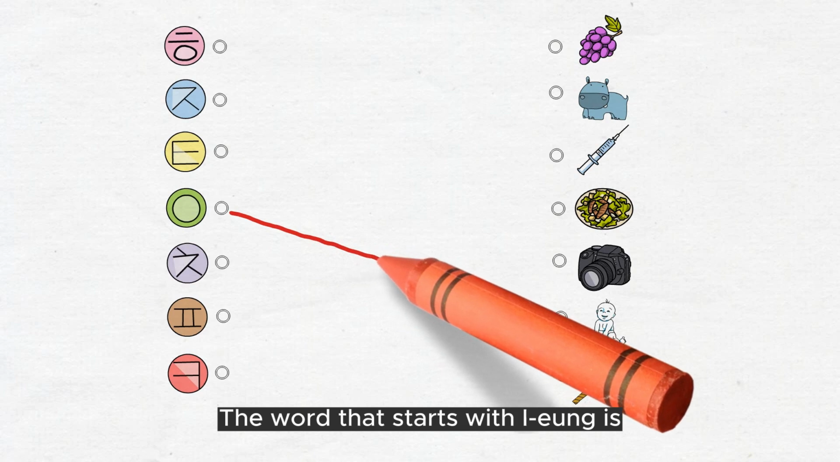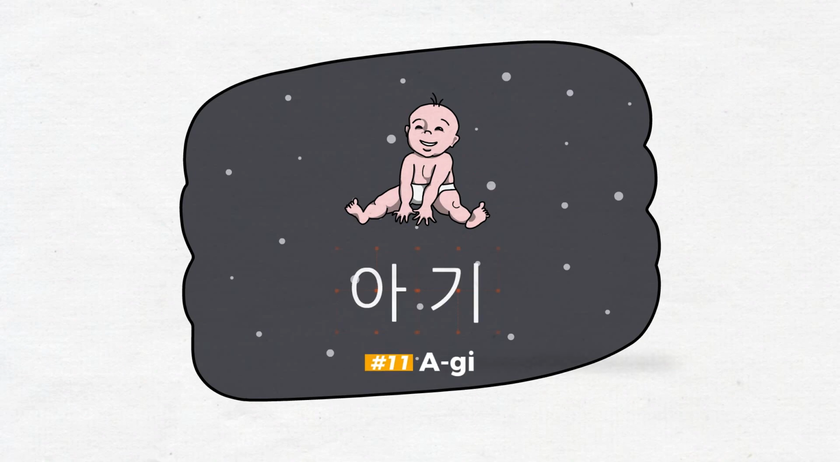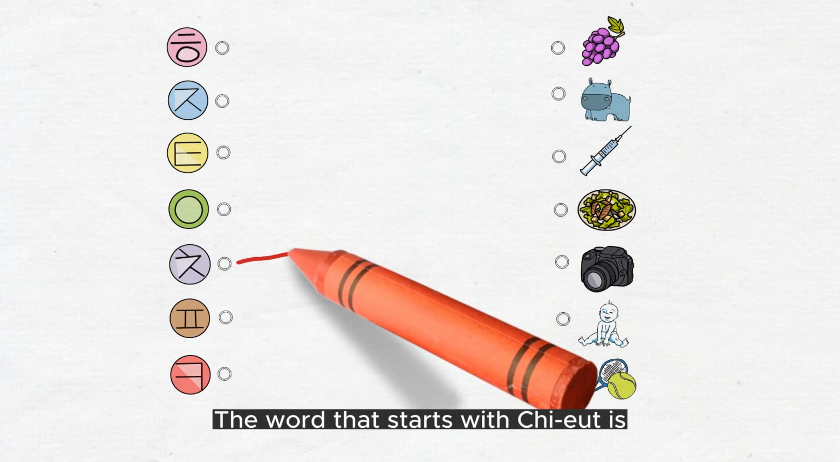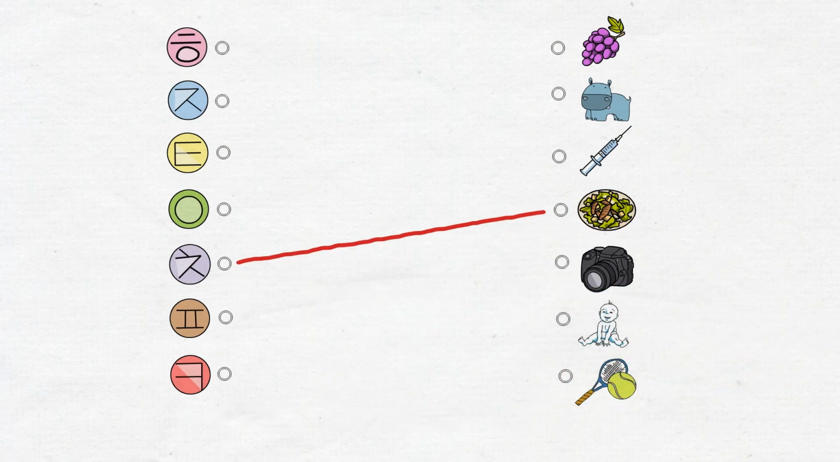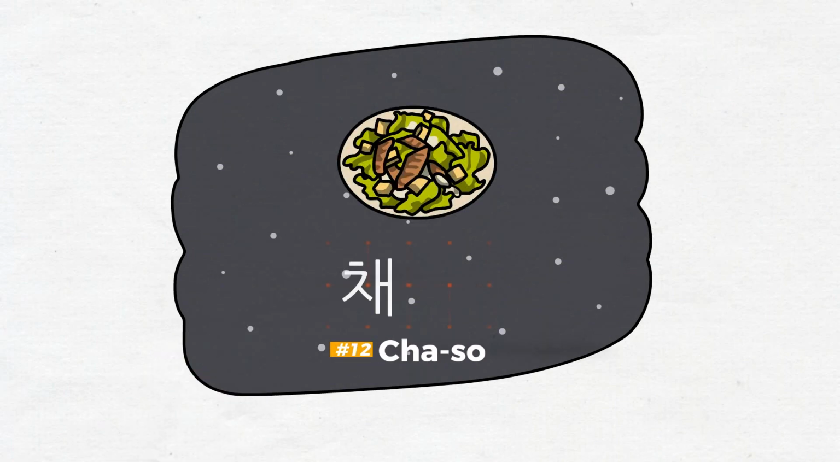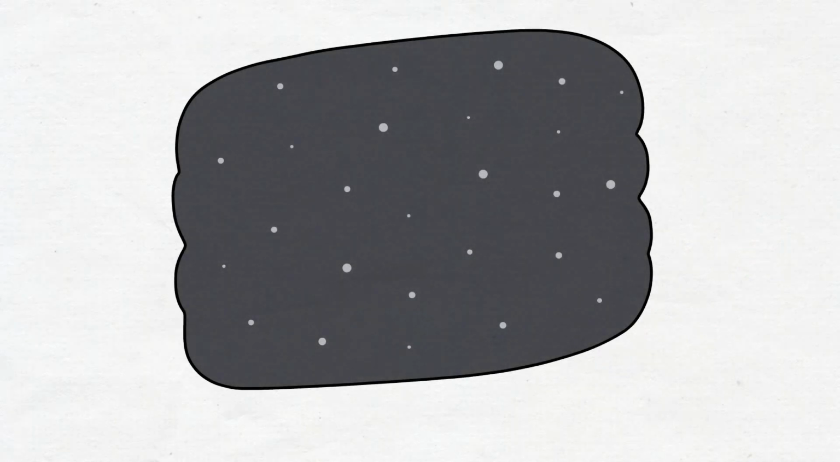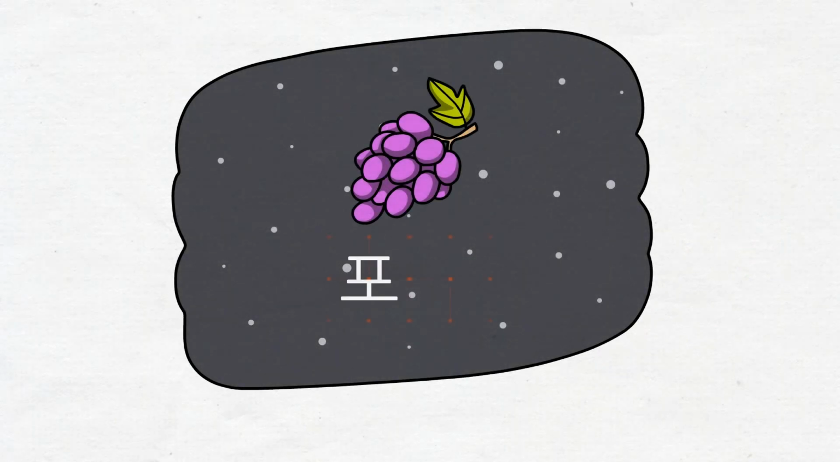The word that starts with 이응 is 아기, 아기. The word that starts with 치읓 is 채소, 채소. The word that starts with 비읍 is 포도, 포도.